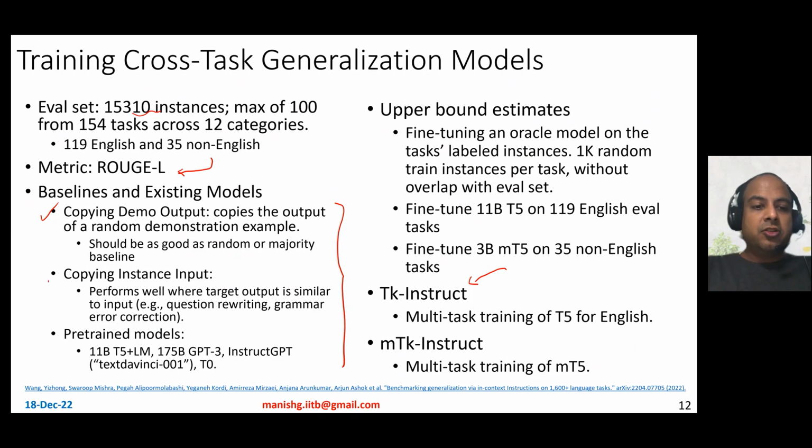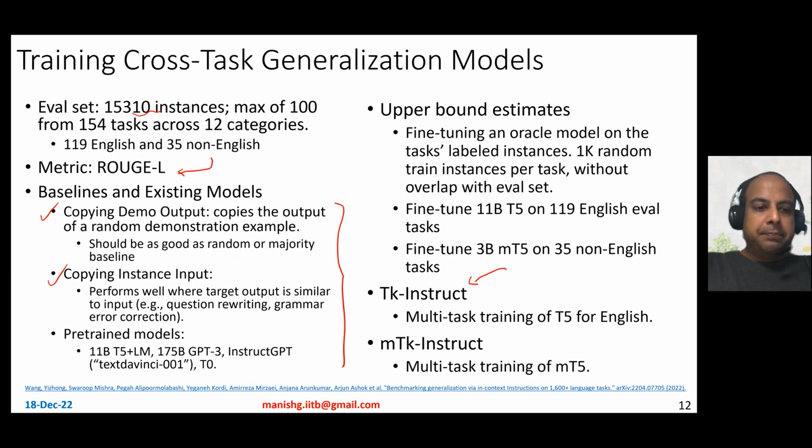Okay. You could also do copying instance input. So, you can actually take whatever is the input and just put it out as the output. Now, this kind of approach can perform really well when the target output is basically the same as the input or matches the input very much. For example, question rewriting or grammar correction. In those cases, you do not expect too many changes in the final output.